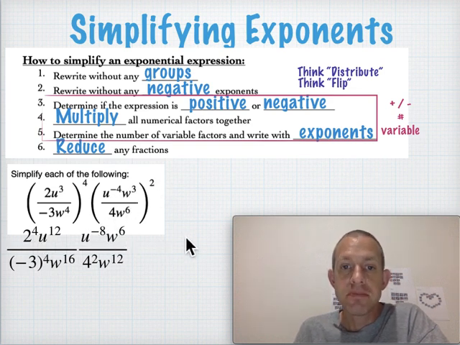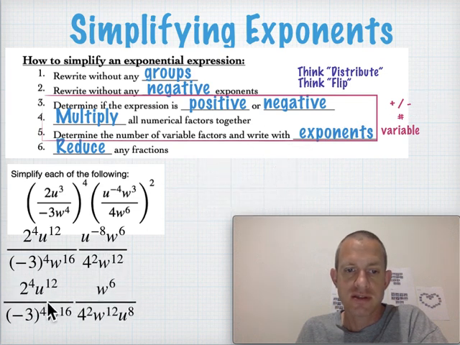And so the next step would be to rewrite it without any negative exponents. In this expression, there's only one negative exponent. That's this u to the negative 8. I would suggest that you flip that: you move the u to the 8 into the denominator and write it as u to the 8th. And so that would give us this expression.